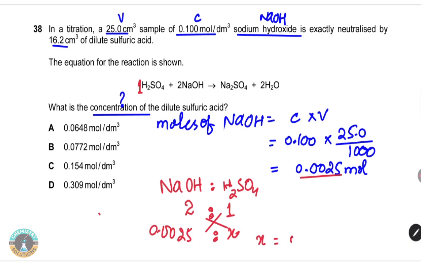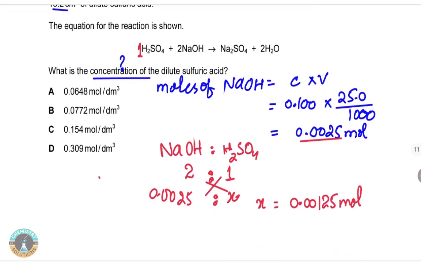Answer will be 0.00125 moles of sulfuric acid. So now in the third step, what we have to do is calculate the moles of the concentration.